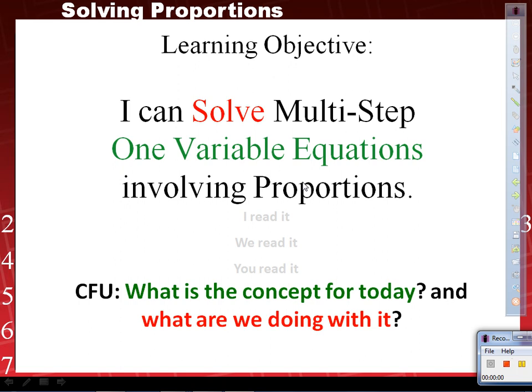That I can solve multi-step one variable equations involving proportions. Read together. 1, 2, 3. I can solve multi-step one variable equations involving proportions. So today we're doing the second part of that lesson because we started that last week.